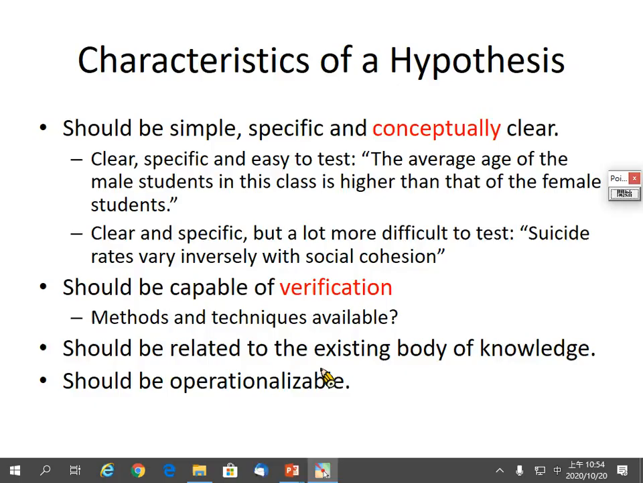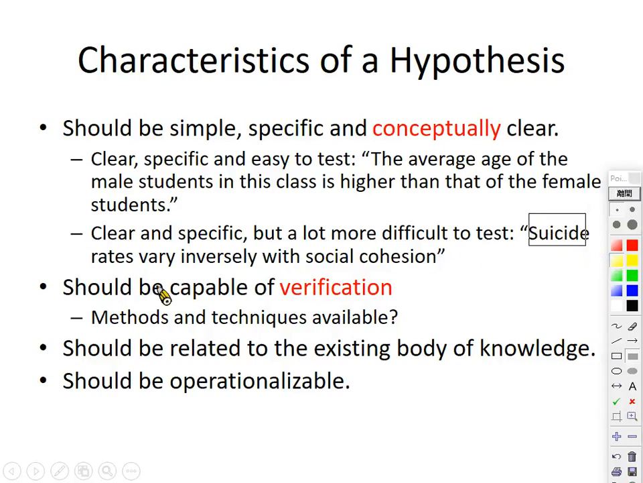But if they are concepts, just like this one, suicide rates is a concept, right? And social cohesion is a concept, right? So these 2 need to be operationalizable. So we can operationalize the concept into variables. So under this hypothesis, we could have several sub-hypotheses for us to test based on the indicators of each of the concepts here.